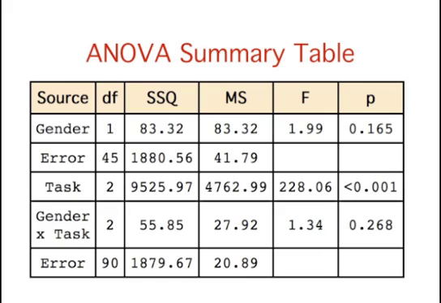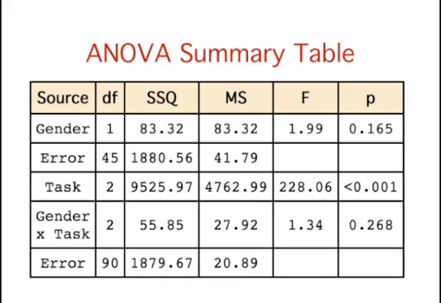The ANOVA summary table for this design is shown here. The computations for the sum of squares will not be covered, since computations are normally done by software. However, there are some important things to learn from the summary table. First, notice that there are 2 error terms, one for the between subjects variable gender, and one that is used for both the within subjects variable task and the interaction of the between subjects variable and the within subjects variable.